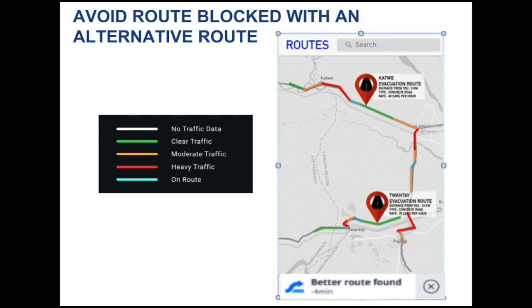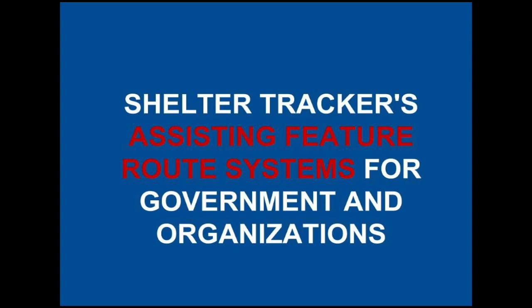Furthermore, it also allows people to evacuate fast by avoiding congested routes such as extreme traffic. Shelter Tracker provides the information with different key colors. This way, users could avoid a route that is blocked and choose an alternative route. Additionally, the application also provides a new route that users can choose to reach their destination.